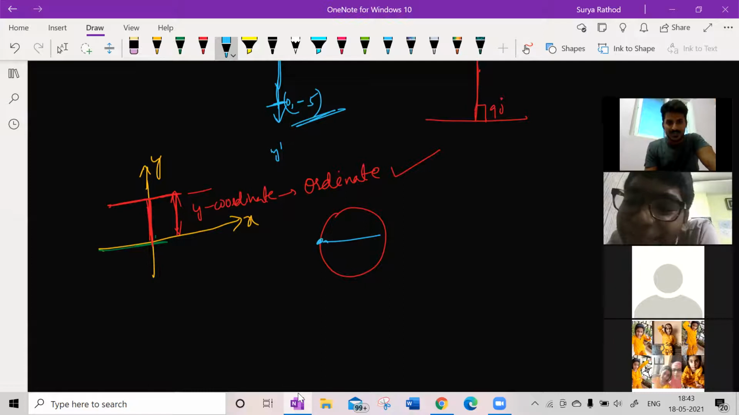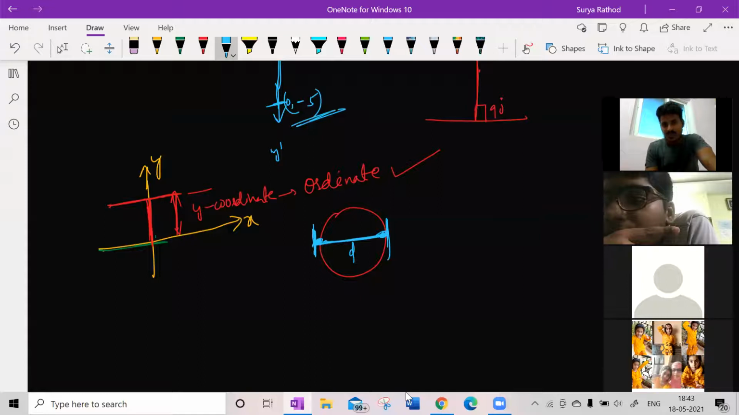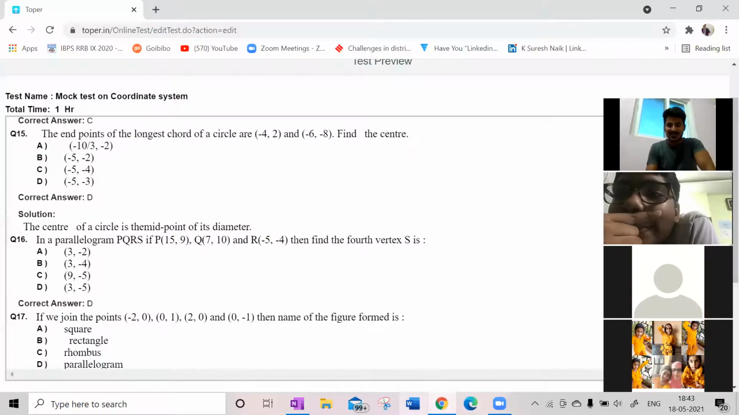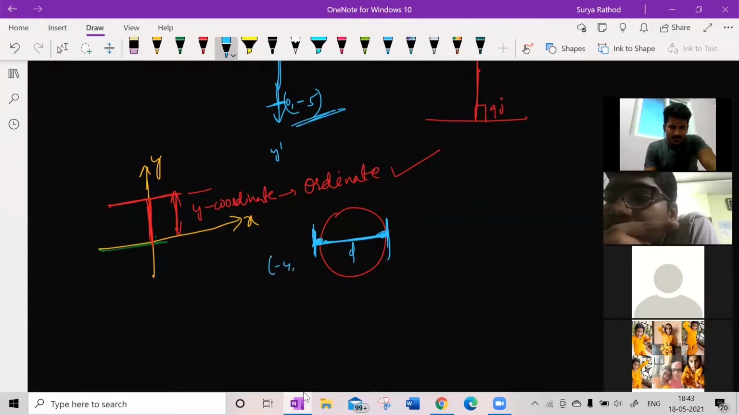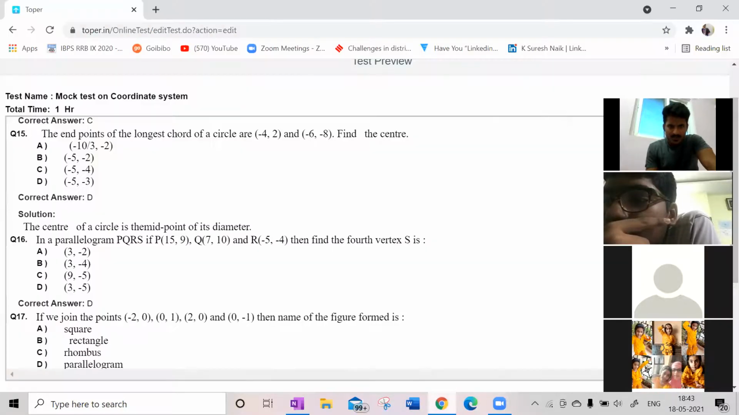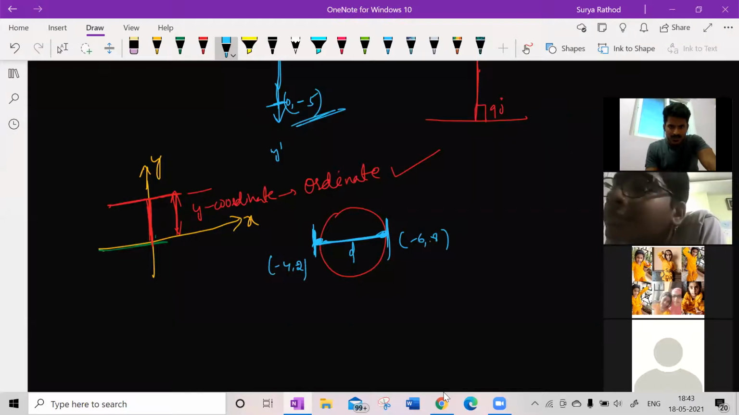See, the endpoint of this chord and the endpoint of this. This is called a chord, right? The endpoints of this. So this is the diameter. If this point has been given and this point has been given, then it becomes very simple. Look at this now: (-4, 2), (-6, -8).